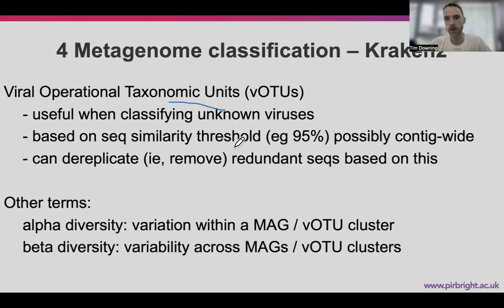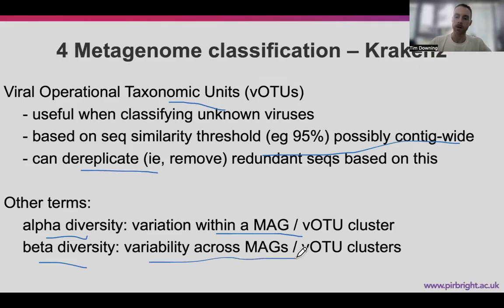However, you can use viral operational taxonomic units if you've substantial coverage of the whole metagenomes. Dereplication can be relevant for that if you have a lot of different assembled genomes, and therefore we can apply standard metagenomic metrics like alpha diversity and beta diversity to that. Alpha diversity refers to the within OTU diversity, whereas beta is across OTU diversity in simple terms.